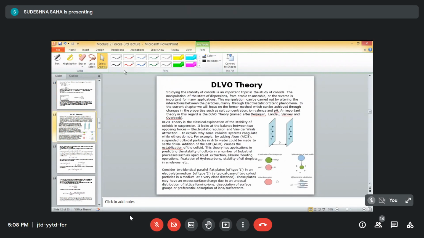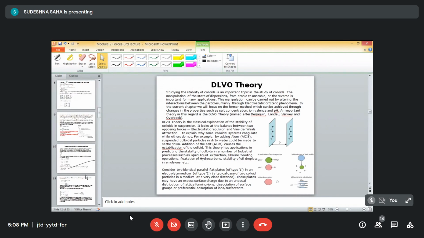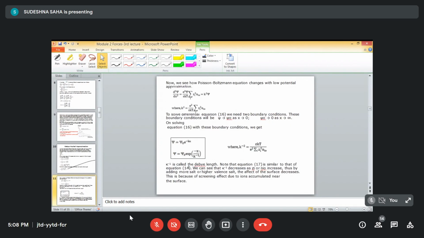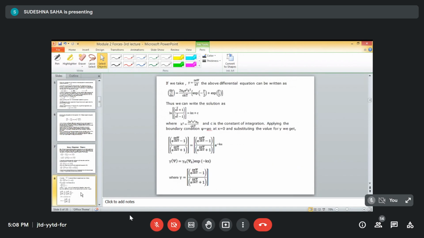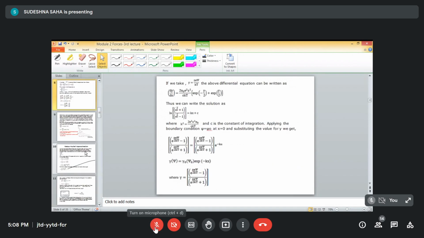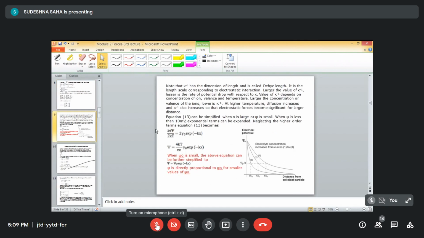Okay, so these two are important equations that you have to remember. This is for asymmetric electrolyte, and this is for symmetric electrolyte. Or else you can go to this equation, and that should be enough for you. So this will be for this equation over here for symmetric electrolyte.